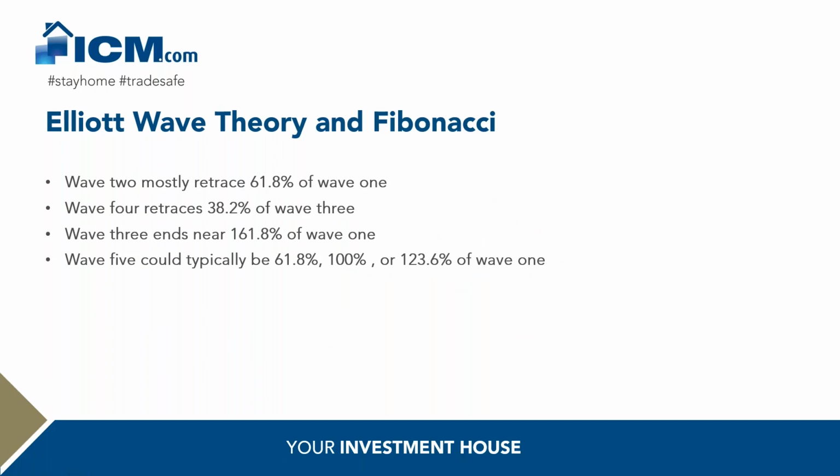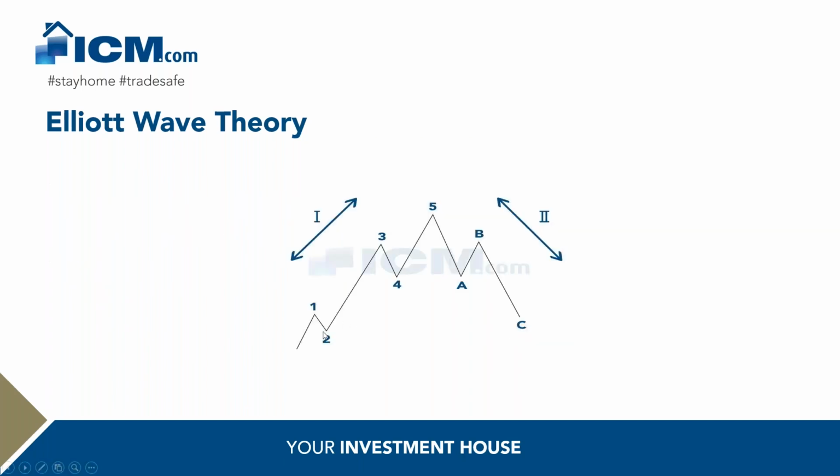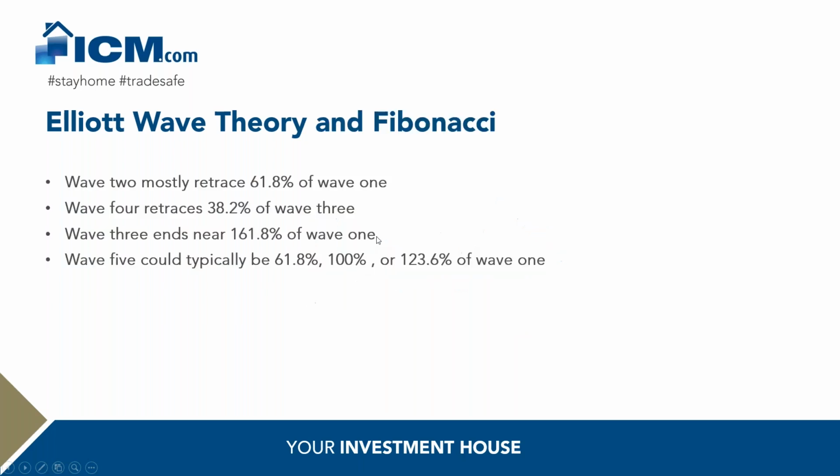The second one is wave 4 retraces 38.2 of wave 3. For example, you just set the Fibonacci retracement from this bottom to this top, and this correction is going to be 38.2%. So usually it's around 38.2% or 50%, not more. This could also signify that we are in wave 4.